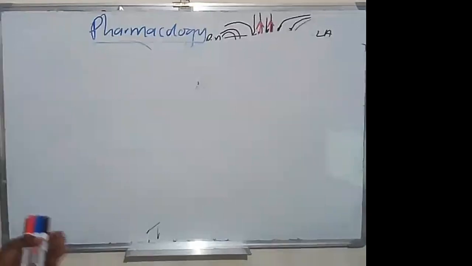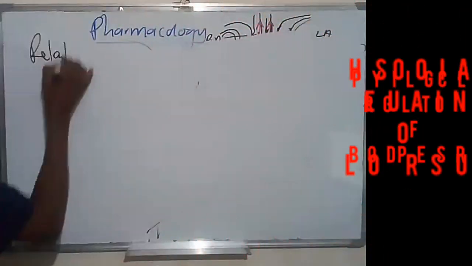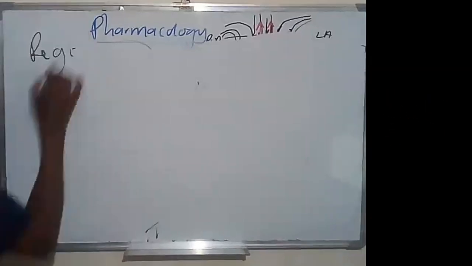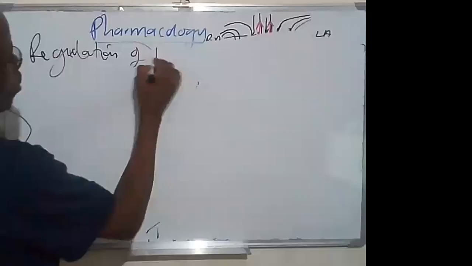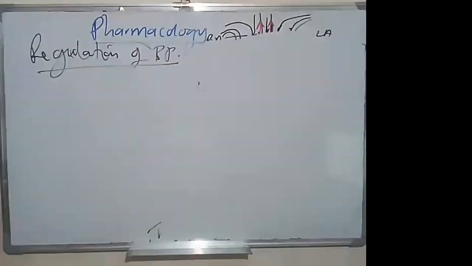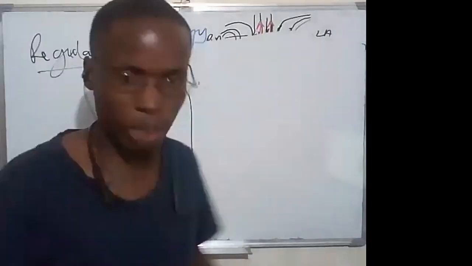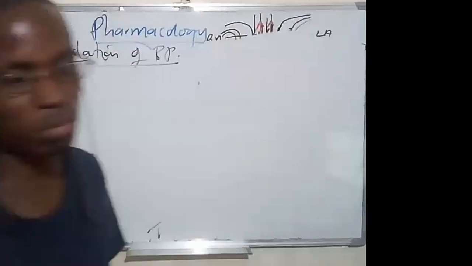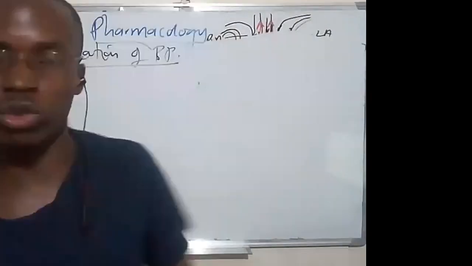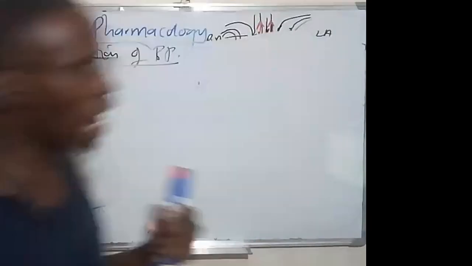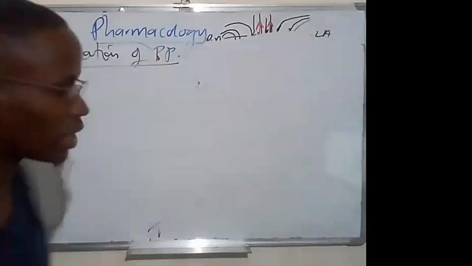Okay, so let's look at regulation of blood pressure. When we look at regulation of blood pressure, there are about three targets. When we talk of that, we should be thinking about the treatment, the things that we're going to be doing to treat patients with high blood pressure. There are about three anatomical targets that we target.